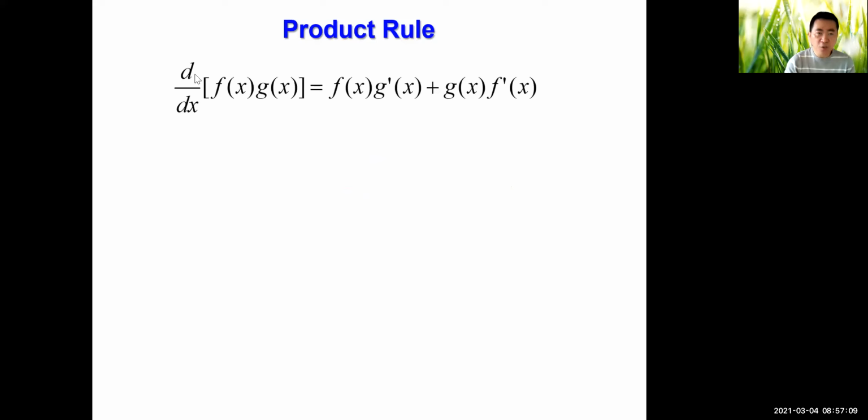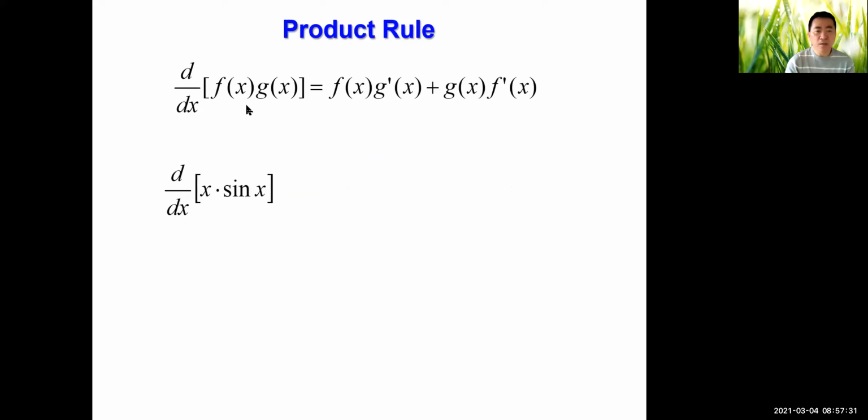Looking at the product rule, let's recall: when you take the derivative of f times g, f of x times g of x, it's f of x times g prime plus g of x times f prime. So the first function times the derivative of the second, plus the second function times the derivative of the first. That's the product rule.